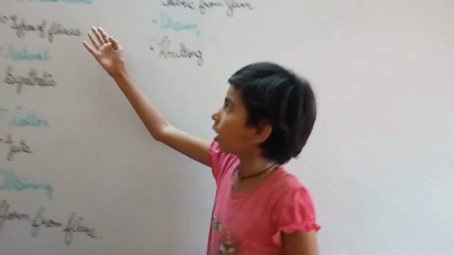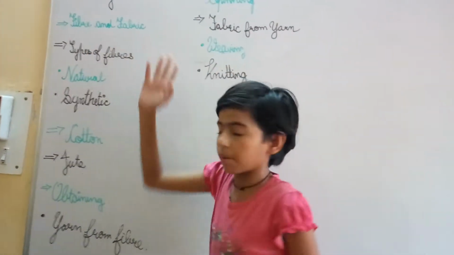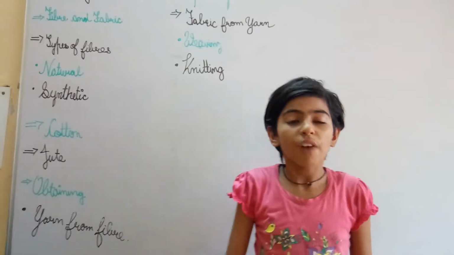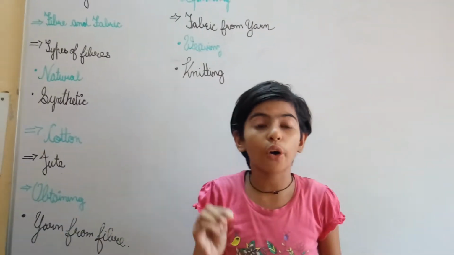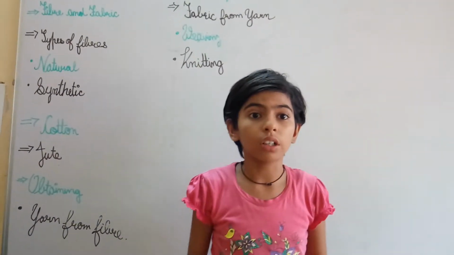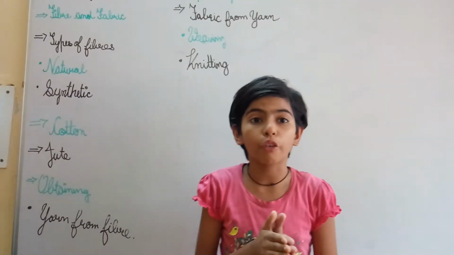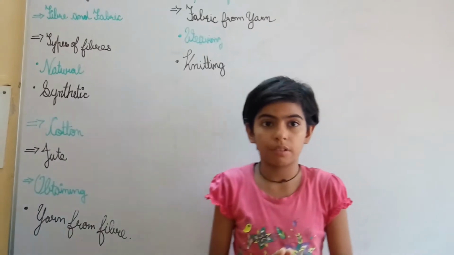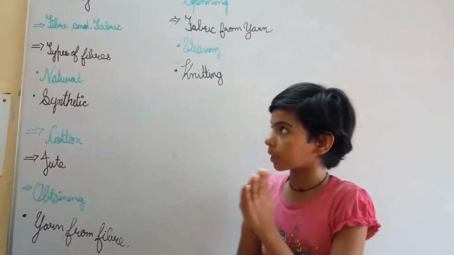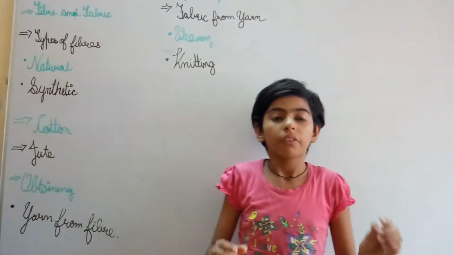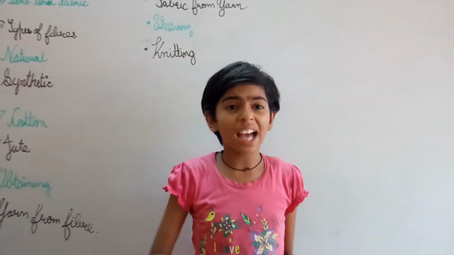Now we are learning fiber to fabric. Fiber is a thin hair-like or thread-like structure which is used to make yarn. Yarn is the continuous twisting of the fiber. So what is fabric? The yarn is made.